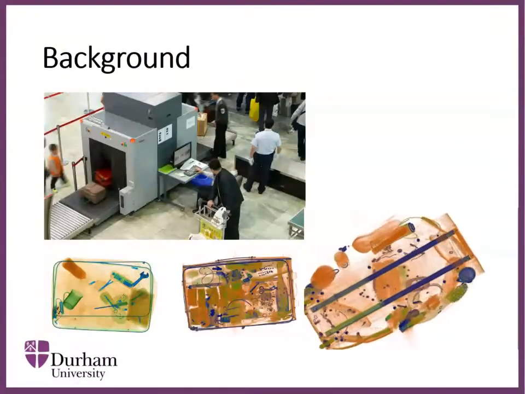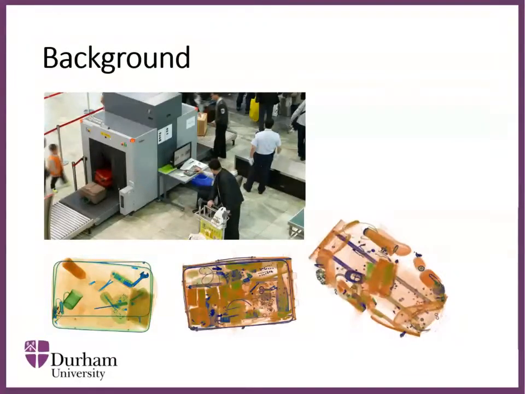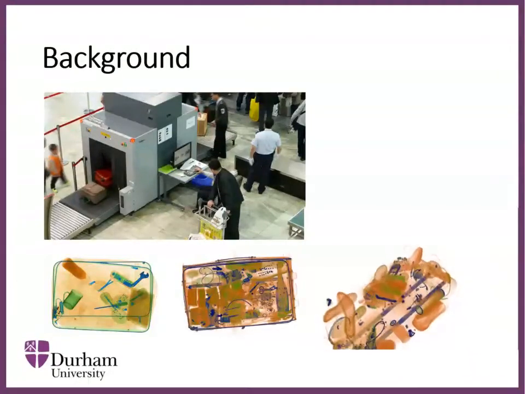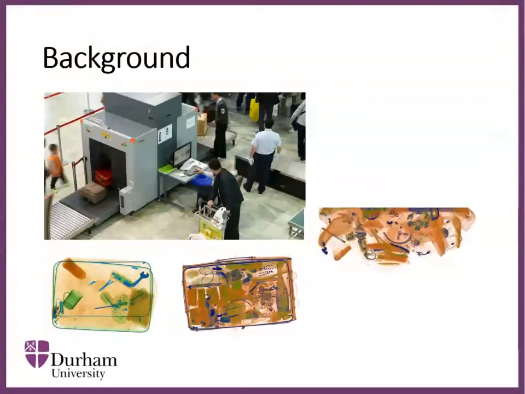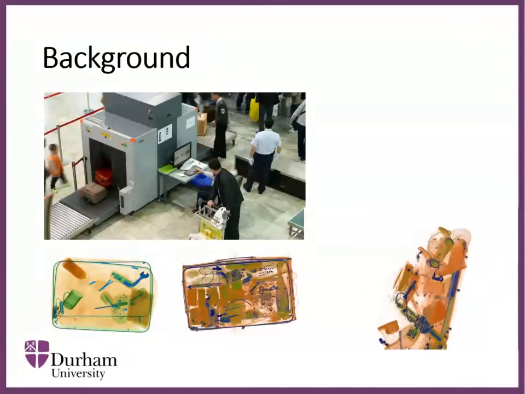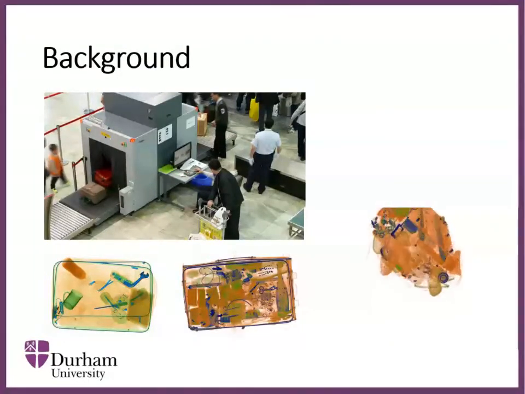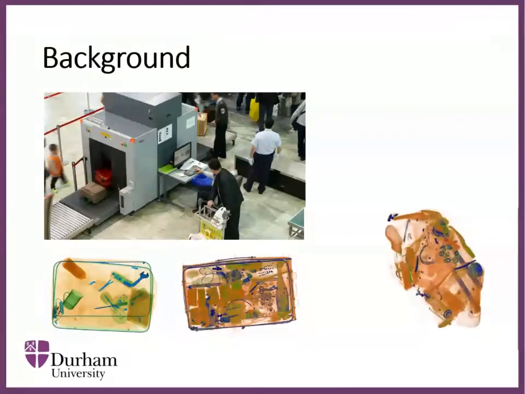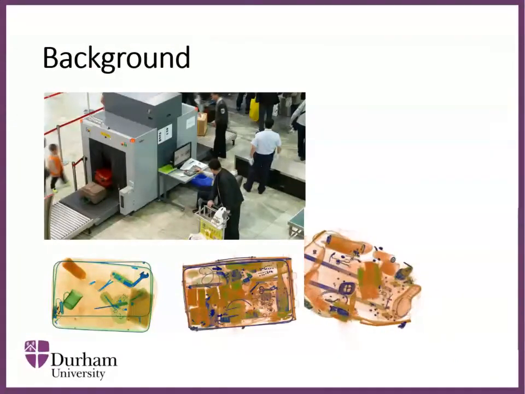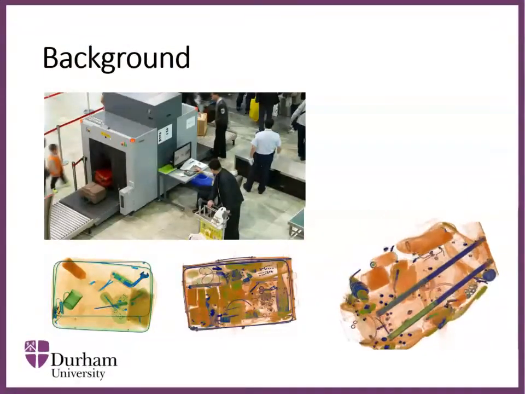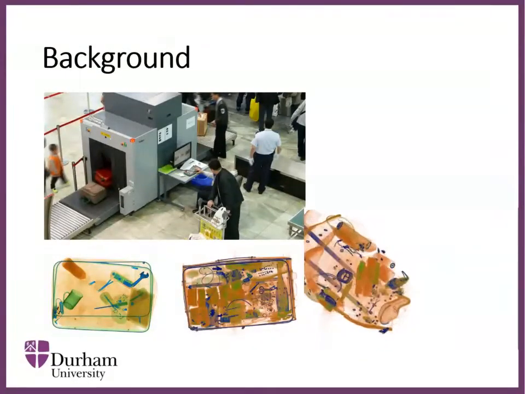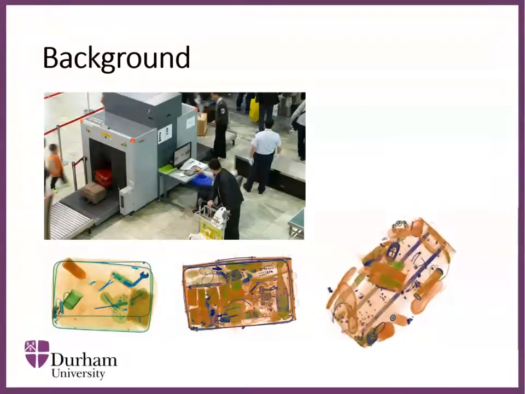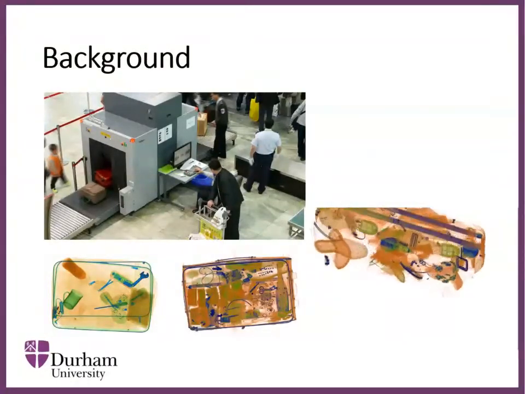A few words about the background. This work arises from a real-world application in airports. When you go to the airport before boarding, your bags and suitcases need to pass through an X-ray machine as shown in the image. The X-ray machine scans your baggage and generates an image like those shown at the bottom. Then, human operators will use their expertise to find any potential prohibited items in the image.